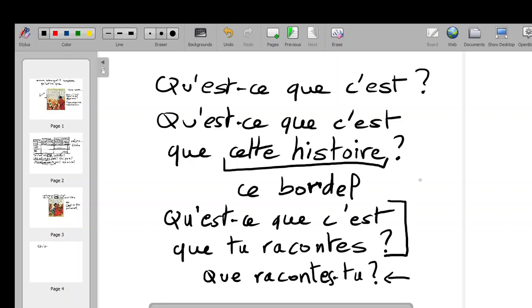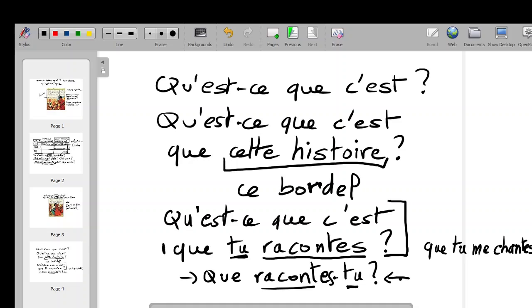If you want to use a bit of slang, you can say qu'est-ce que tu me chantes? What are you singing to me? It's the same meaning. And as you can see here, you have the inversion, so the verb is before the subject, and here you don't have the inversion, so the subject is before the verb. Okay, I think I'm going to stop here.